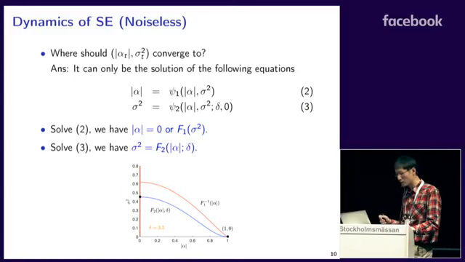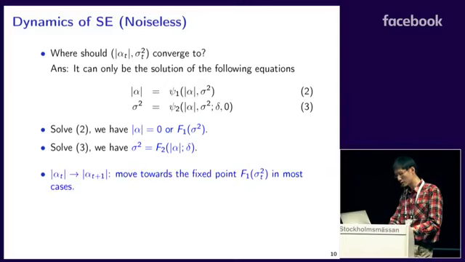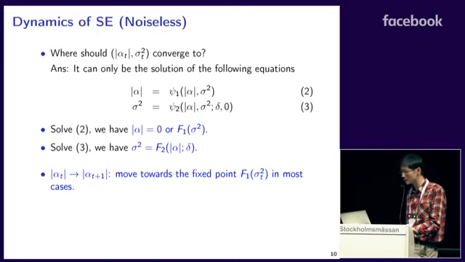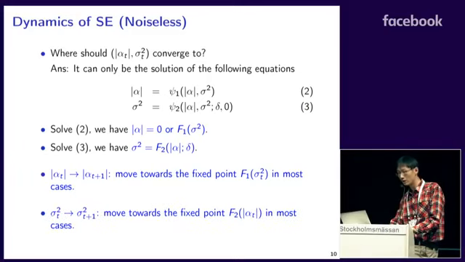Now, the fixed point should be either the intersection of f2 and f1, or f2 and the y-axis, which is indicated by the 2 black points over there. Since we have multiple fixed points, a question is which one will we converge to. To show this, I first want to point out 2 important facts: the movement from alpha t to alpha t plus 1 will, in most cases, move towards the fixed point f1. And similarly, for sigma t squared, the movement will in most cases move towards the fixed point f2.